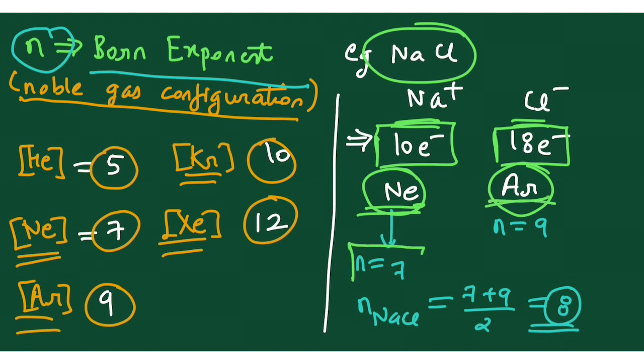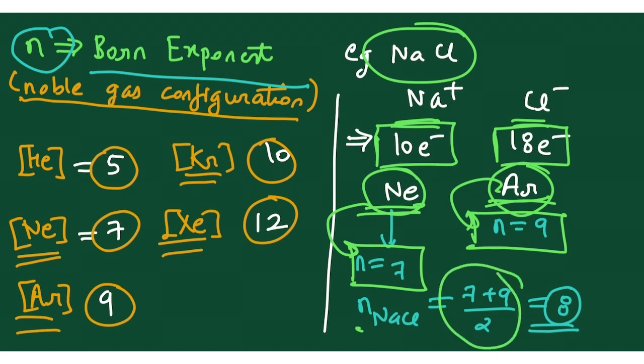So take the value of n for neon here, 7, and take the value of n for argon here, 9. The value which we have to put is the average value, that is 7 plus 9 divided by 2. That is, for NaCl we have to put 8. Okay, that's how you have to calculate. I hope you must have understood.